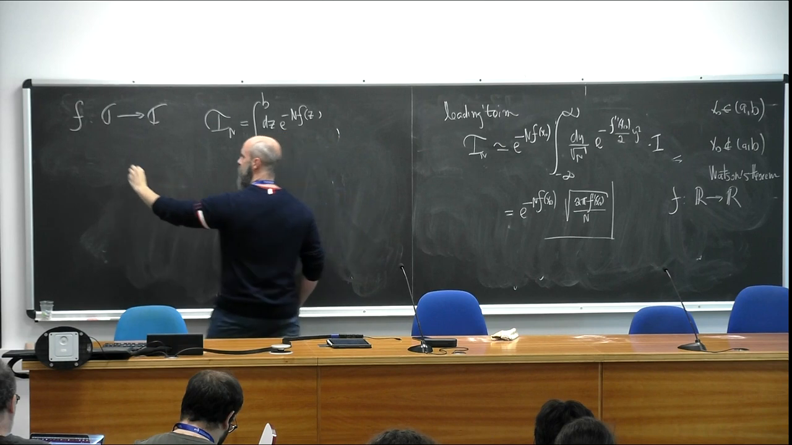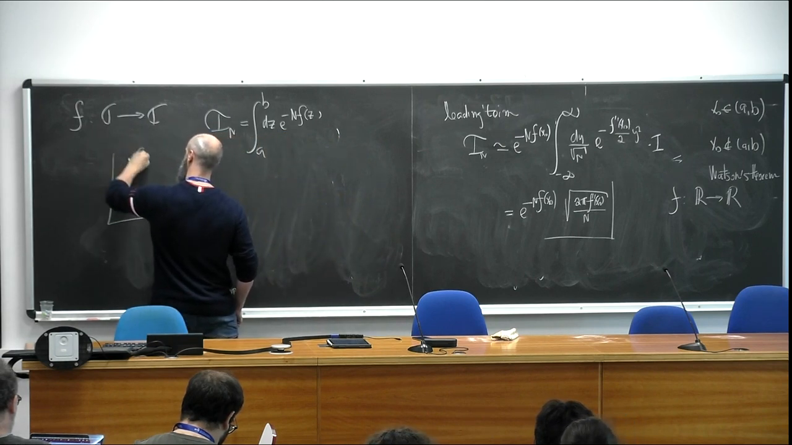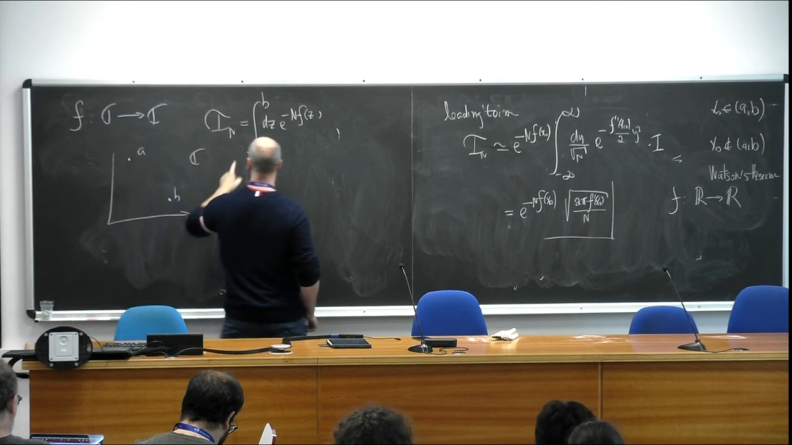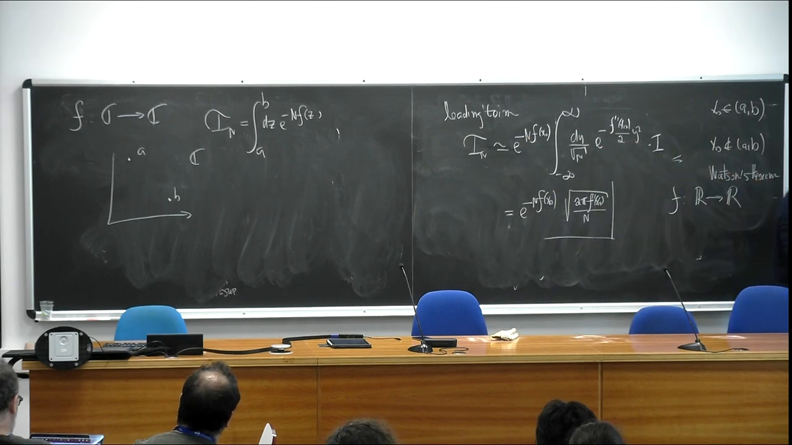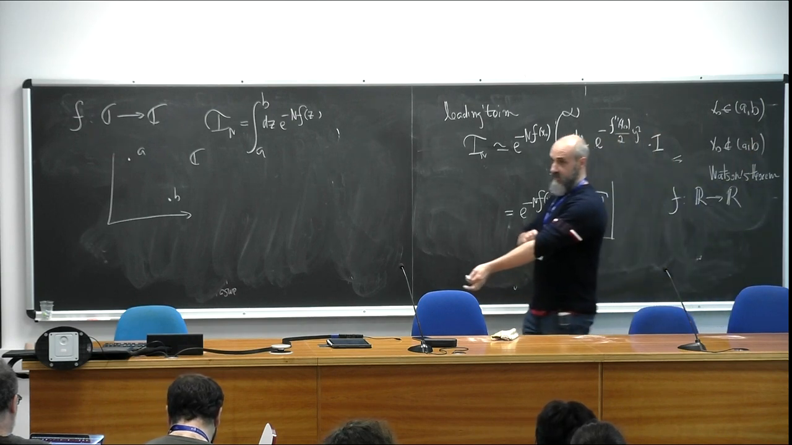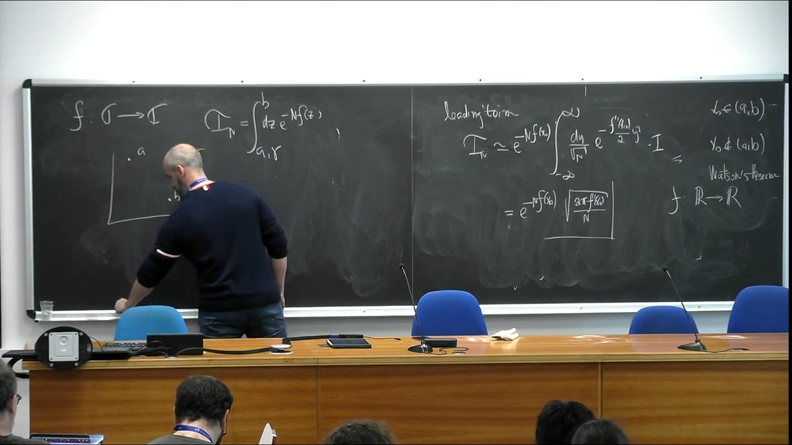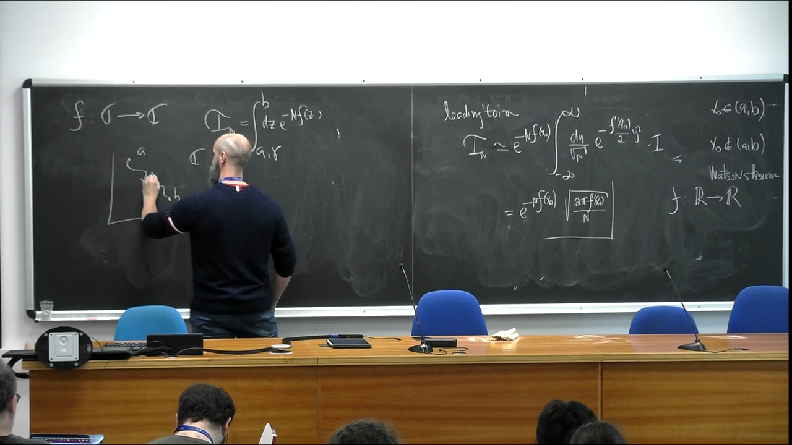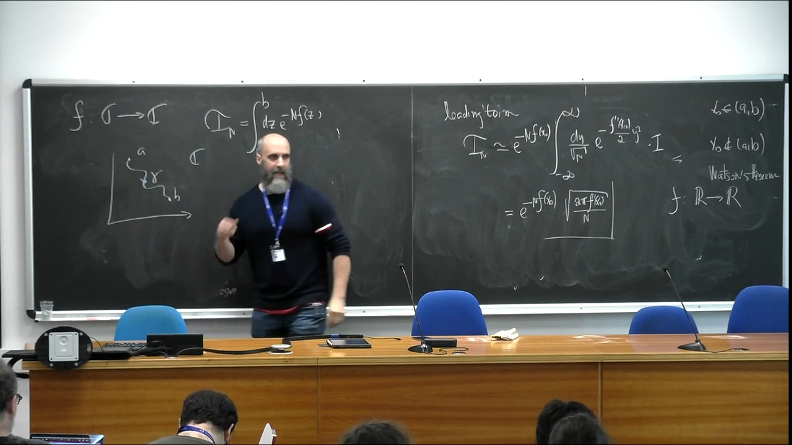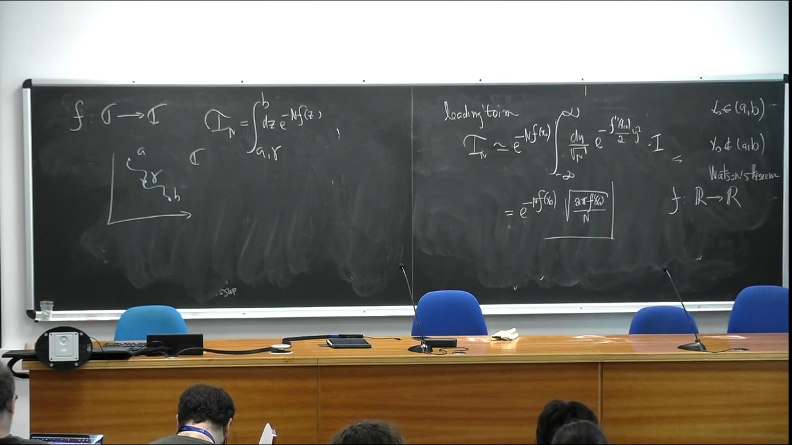So I have in the complex plane a point A, a point B, and then this line integral in the complex plane, so let me choose a path. Although if the function is analytic, the result of the integral is independent of the path, okay? Choose a path gamma that goes from A to B. And again, you're interested in the asymptotic behavior of this integral when n goes to infinity.